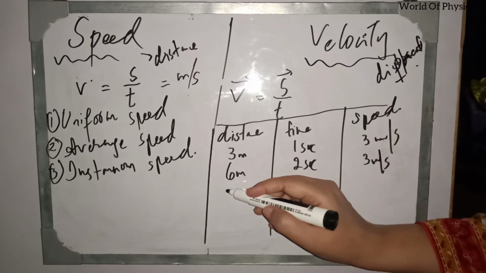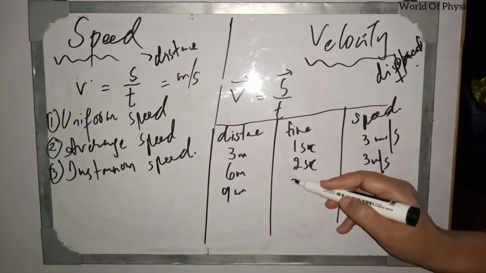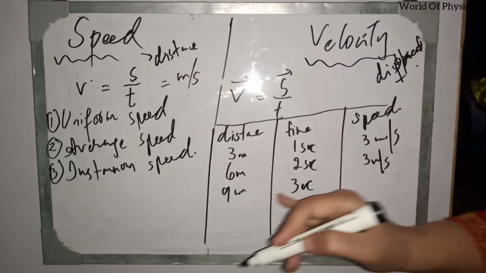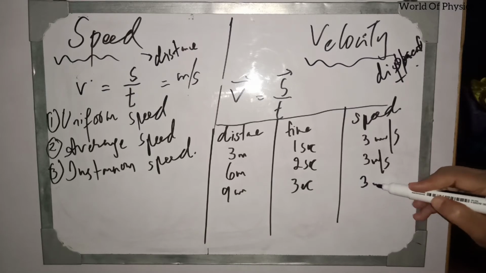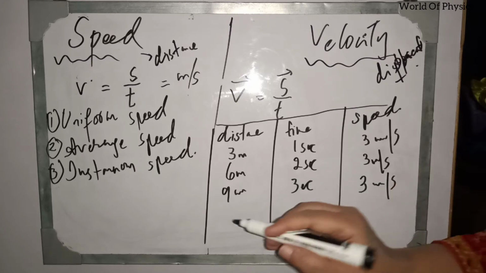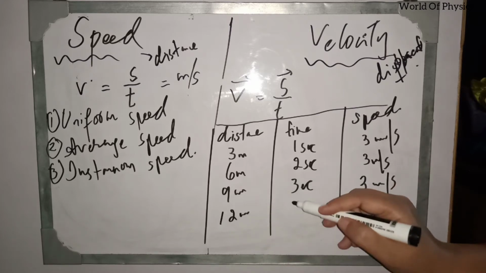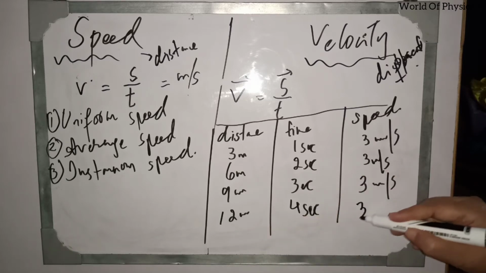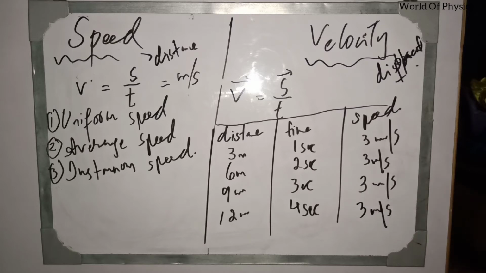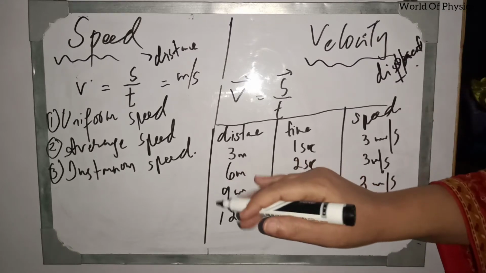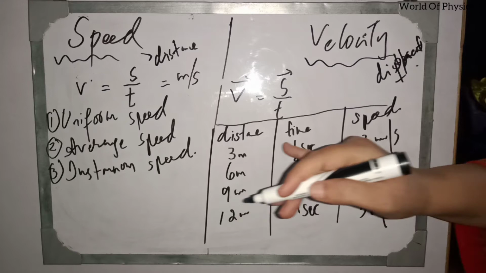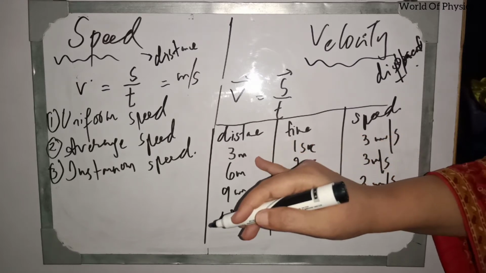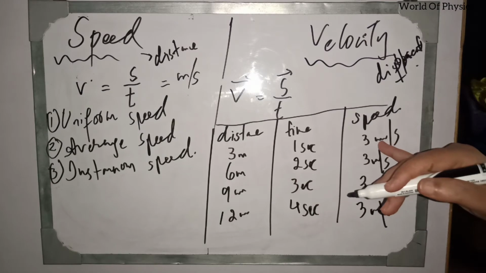If the same body is covering now 9 meters in 3 seconds, again 9 divided by 3 is equal to 3 meters per second. Now the same body is covering 12 meters in 4 seconds. Again 12 divided by 4 is 3. So 3 meters per second is the speed of the body. In all these examples, the body is covering same distances in the same intervals of time.